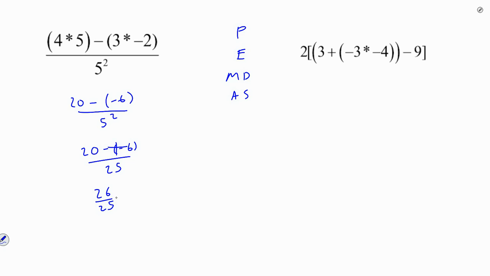Now I can simplify this to be 1 and 1/25 if I really want to, but 26 over 25 is a perfectly acceptable answer. Let's try the other one. I want you to go ahead and pause the video, try the one on the right, and I'll go over it here in just a moment.